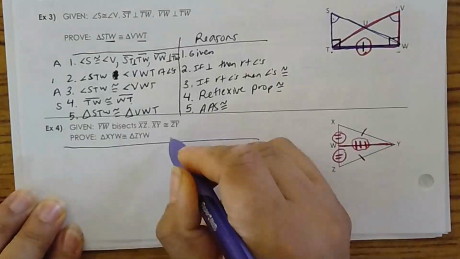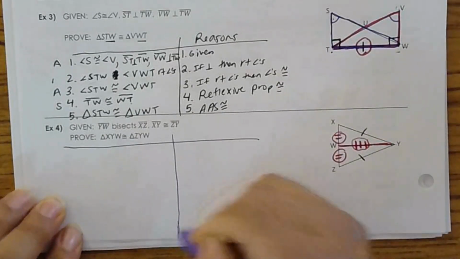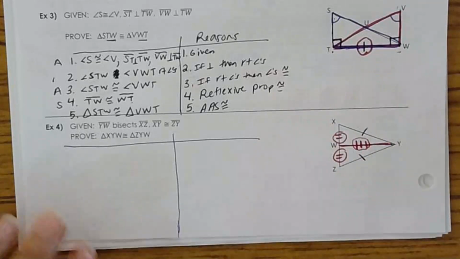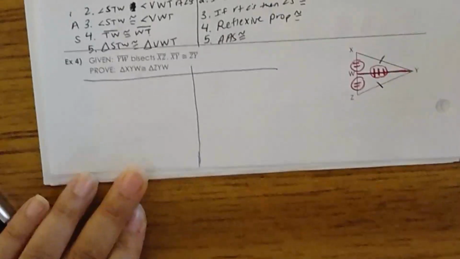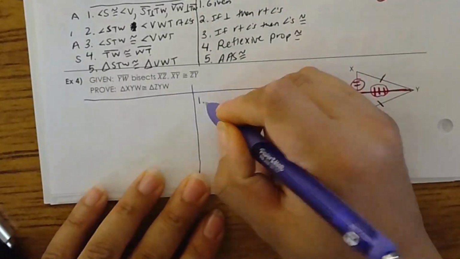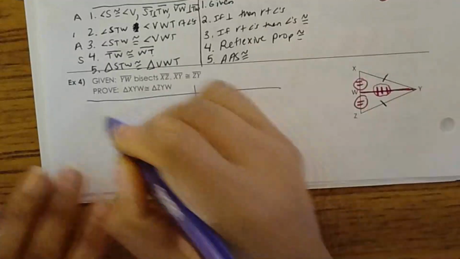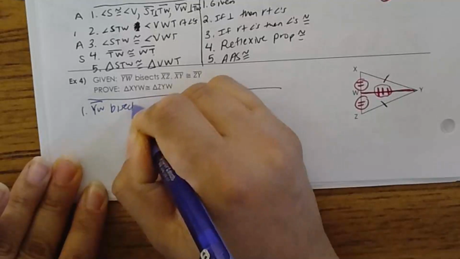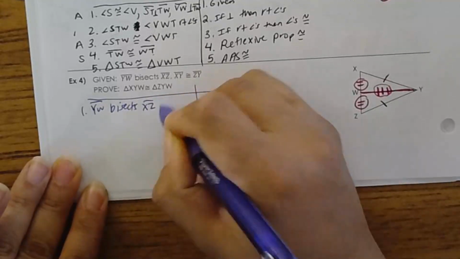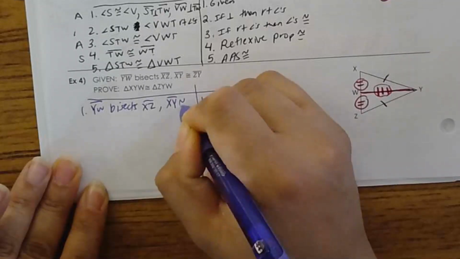Again, you don't have to do a 2-column proof if you don't want to. I know it didn't specify here. I just think it's good practice. And we may not do them all, but just to get an idea of how to work through these. So number 1 given, write out all of our givens. YW bisects segment XZ, and segment XY is congruent to ZY.